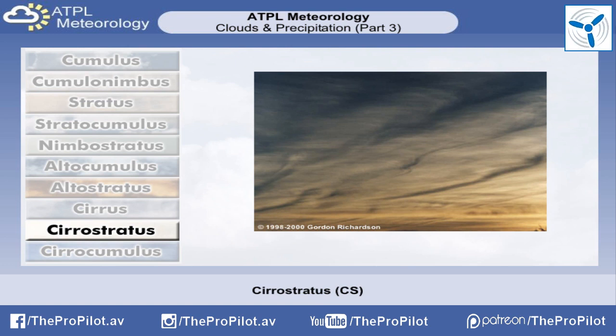Cirrostratus is made up of ice crystals and lies between 18,000 and 45,000 feet. It is a further warning of an approaching frontal system and usually produces a large halo around the Sun or Moon. Visibility has been found to be quite good, in excess of 1,000 metres, and there is usually no icing or turbulence associated with this type of cloud.